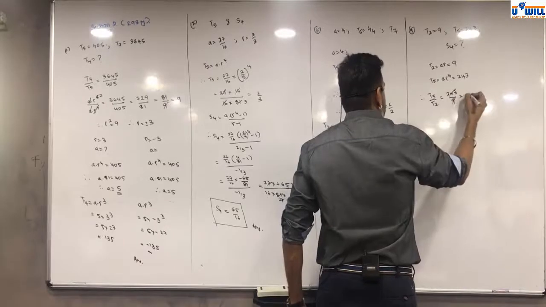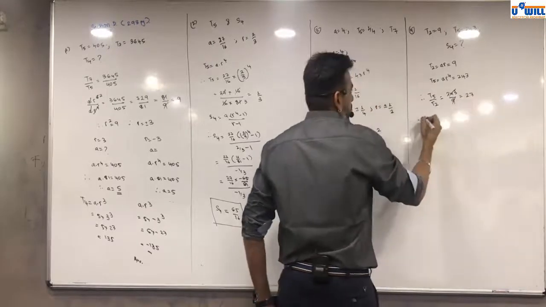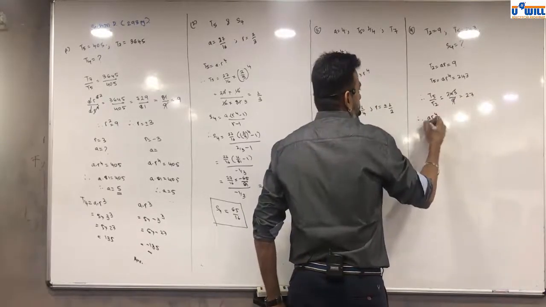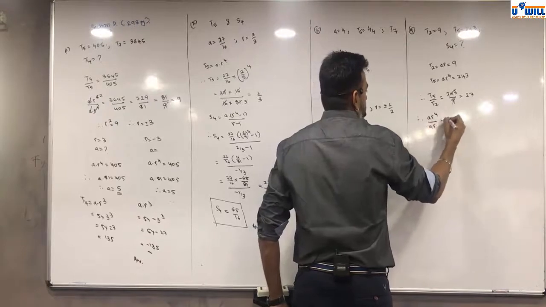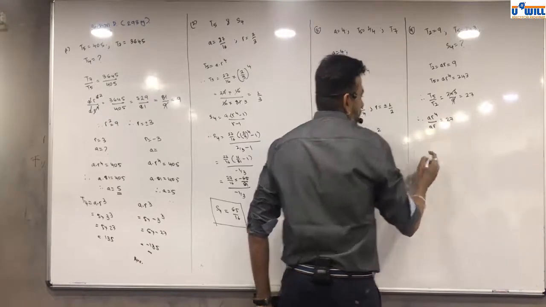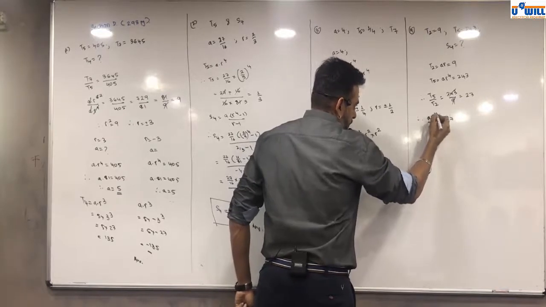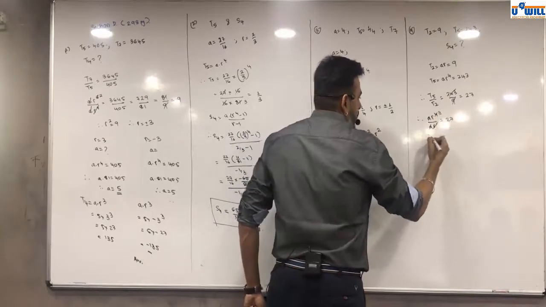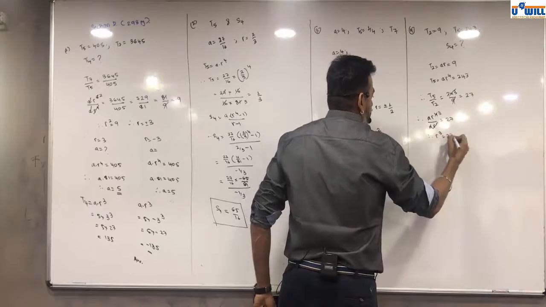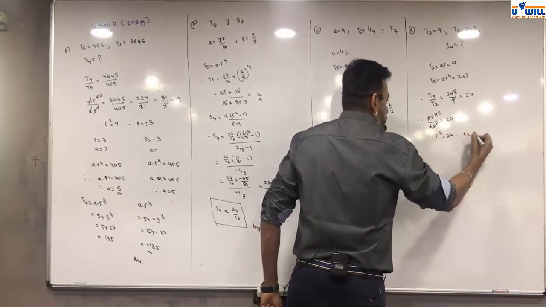9 how many times is 243? 27. Therefore, A into R raised to 4 upon A into R is equal to 27. Now, A cancels, R raised to 1 cancels, this will become R cube. Therefore, R cube is equal to 27. Therefore, R is equal to 3.